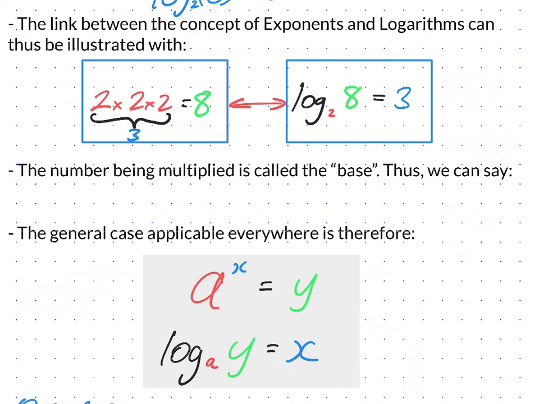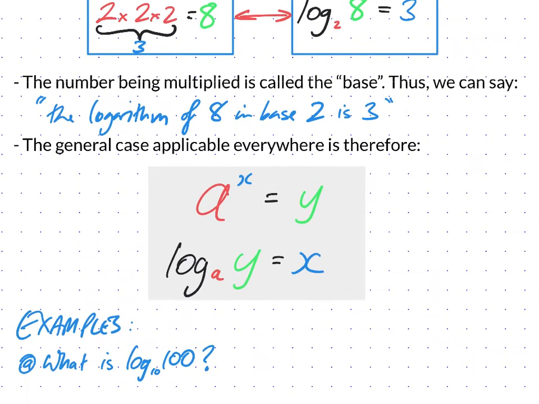So bringing it back to words, the number being multiplied is called the base. So thus, we can say that the logarithm or log of 8 in base 2 is 3. The number of times I need to multiply the base 2 by itself to get 8 is 3. That is the logarithm of 8 in base 2.